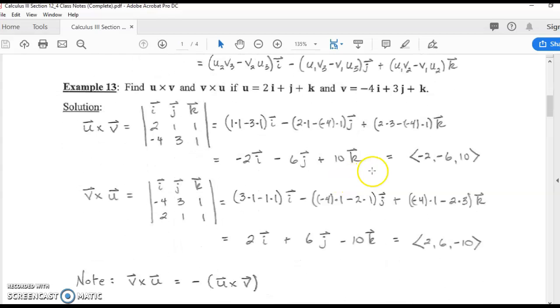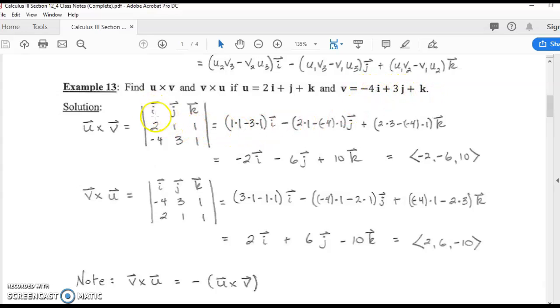So for example, here's a vector u, which is 2i plus j plus k, and a vector v, which is minus 4i plus 3j plus k. We want to find u cross v and v cross u. So u cross v means you write the components of u in the second row here, right? i, j, k always in the first row. So 2, 1, and 1 for 2i plus j plus k, and the components of v in the third row. So minus 4, 3, 1 for minus 4i plus 3j plus k.